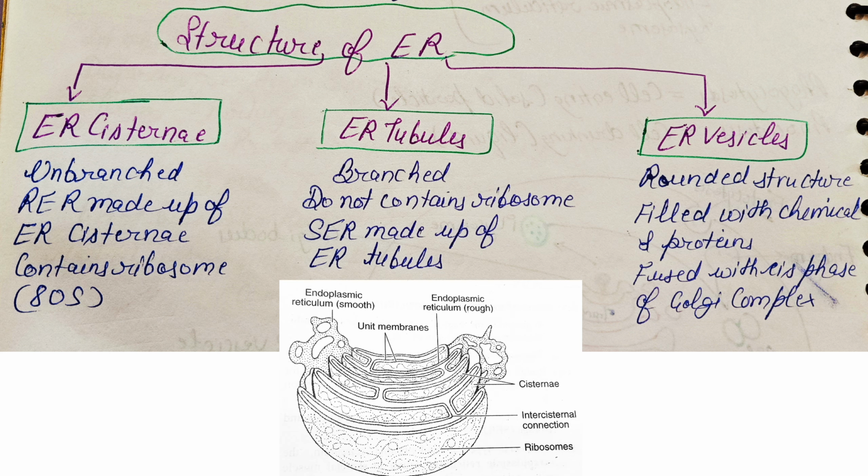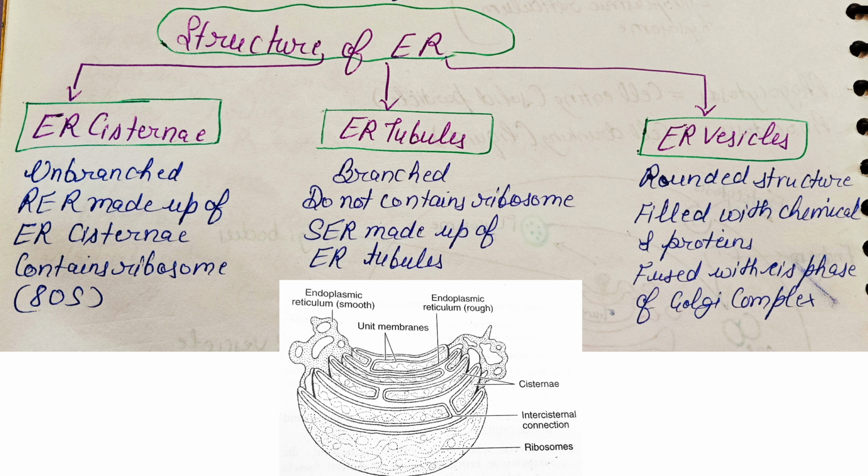If we look at the structure of the endoplasmic reticulum, it is made up of 3 parts. First one is the endoplasmic cisternae, second is tubules, and the third is vesicles. The cisternae are unbranched structures, and the rough endoplasmic reticulum is made up of cisternae. It also contains ribosomes, whereas the tubules are branched and do not contain ribosomes. So the smooth endoplasmic reticulum is made up of tubules.